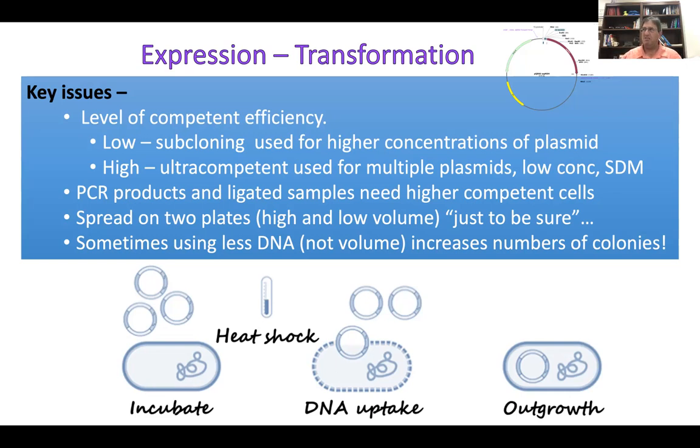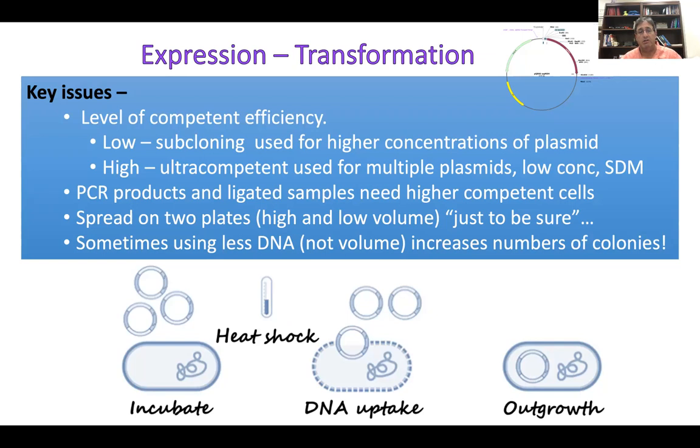But what happens if the cells weren't really efficient because they were old, or your DNA wasn't at the concentration you thought, or it wasn't a high quality DNA? Well, then by doing the high and the low volume thing, the low volume, you might not get any colonies, and the high volume, you might get a few. So our rule of thumb is to do a high and a low. One's going to be right, the other one's going to be unneeded, and you can just toss.